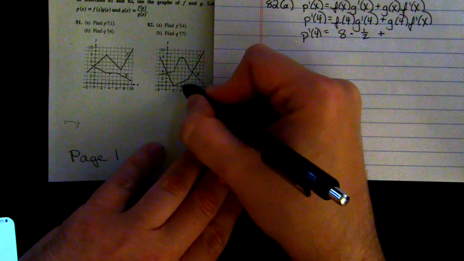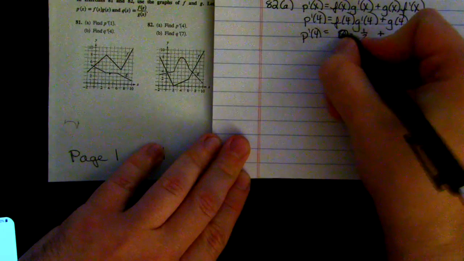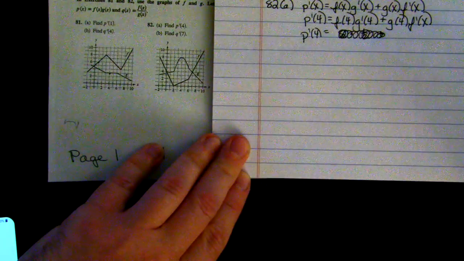Okay, here's the g function, g of 4. Oh, wait a minute. I think I got that wrong. You're going to pretend you weren't watching that. We're going to try again.